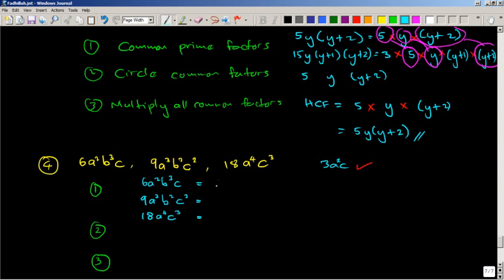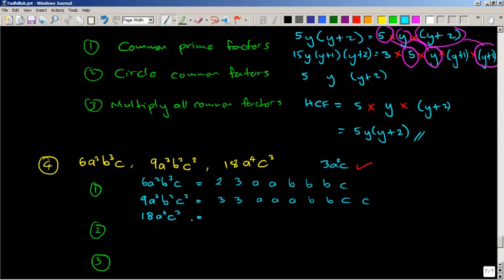Factors of 6 are 2 and 3. Kemudian A squared jadi ada 2 kali A, A. B cubed ada 3 kali B. Just do everything. And then C sekali. Then 9A cubed B squared C squared. So 9 is 3 times 3, kan? Kemudian A cubed, A 3 kali. B squared, B and B 2 kali. C squared, C and C 2 kali.